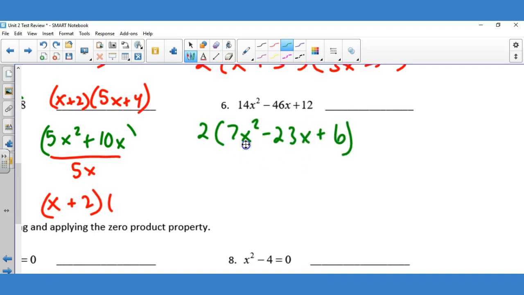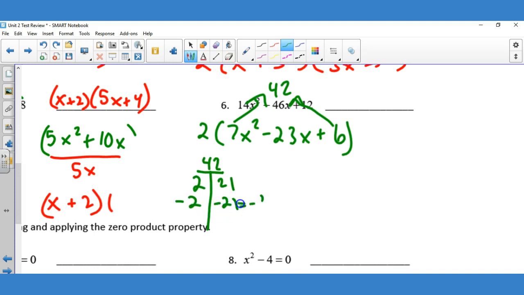So now we go, is there a factor? The leading coefficient is 7 and this is 6. It's not 1, so we're going to take those two and multiply them. So you have 7 times 6 is 42. Alright, so now we got to go, what are the factors of 42 that I add to give me negative 23? Alright, so 42. We have 2 and 21. That'll give me 42. We also have negative 2 and negative 21. Alright, that will add to give me negative 23. So those are my factors.